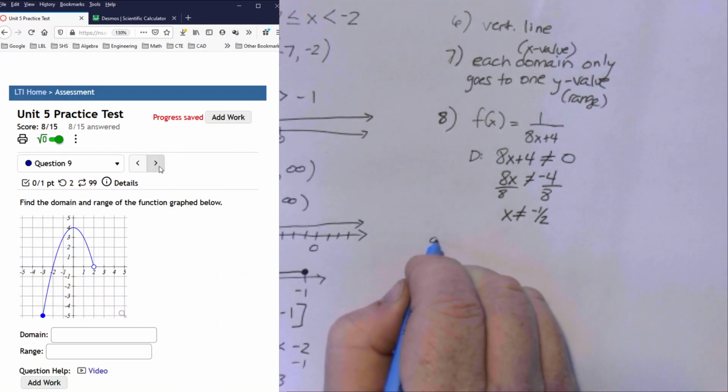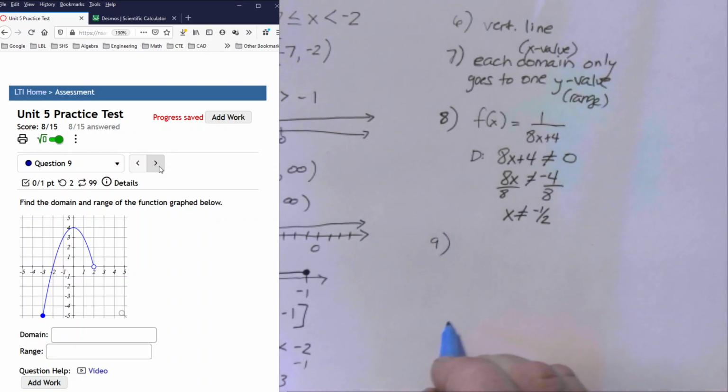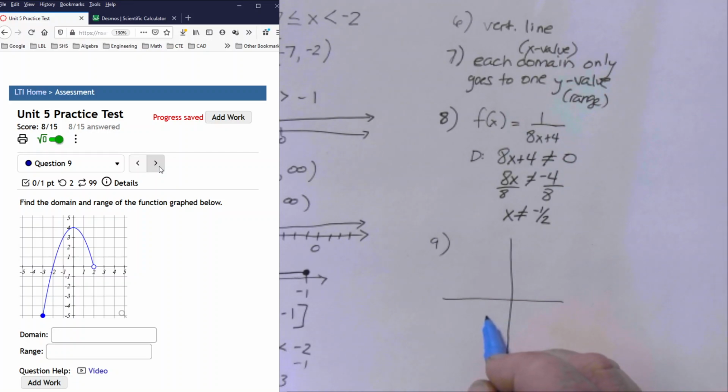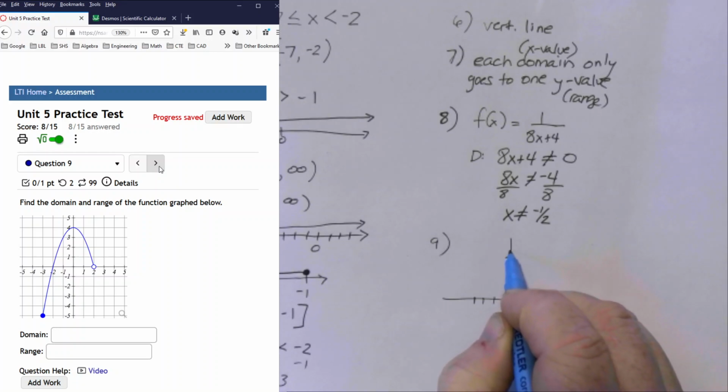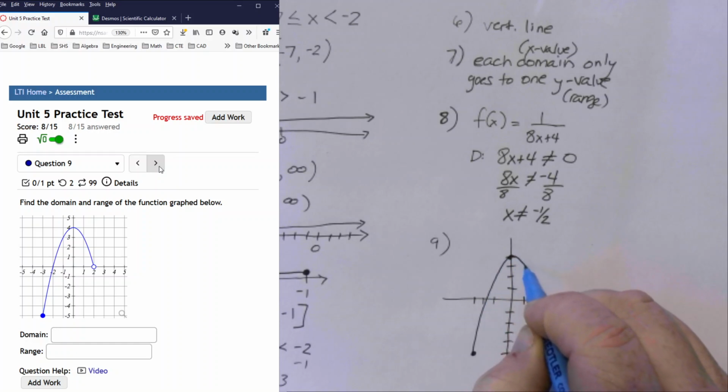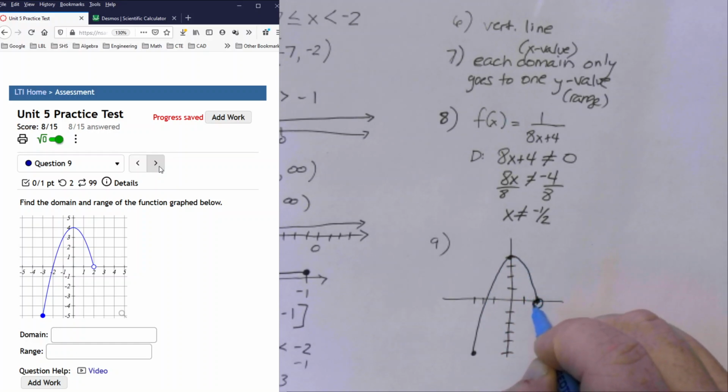Number 9, they give us this graph here, and I'm just going to make a quick copy of this graph. And so it goes from 1, 2, 3, 1, 2, 3, 4, 5. So down here, and then over here it goes to 2, 0, and then up here 1, 2, 3, 4. So it goes through this point here. So it's going through here, and over here, and this is an open circle right there, right, on 2.